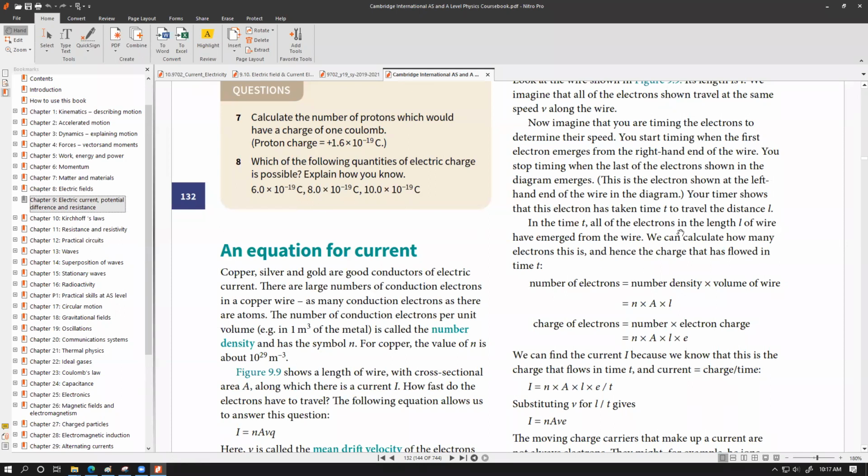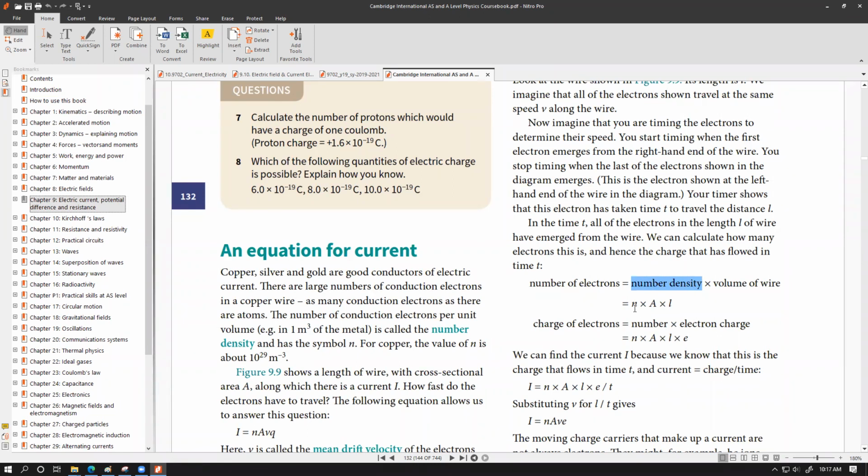In the time t, all of the electrons in the length L of the wire have emerged from the wire. We can calculate how many electrons this is, and hence the charge that has flowed in time t. So first we calculate the number of electrons. The number of electrons will be given by number density times the volume of wire. Here n is a variable defined as the number of charge carriers per volume, or as your syllabus calls it, the number density.